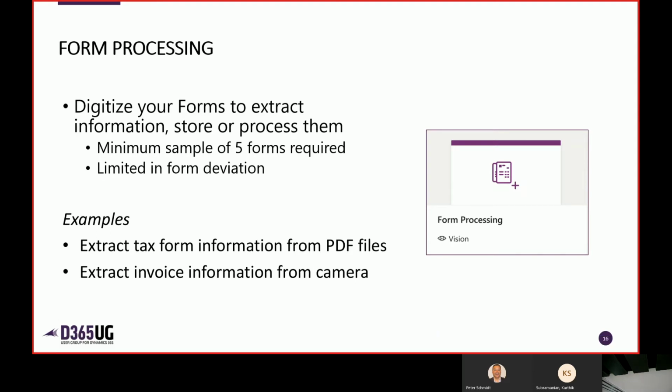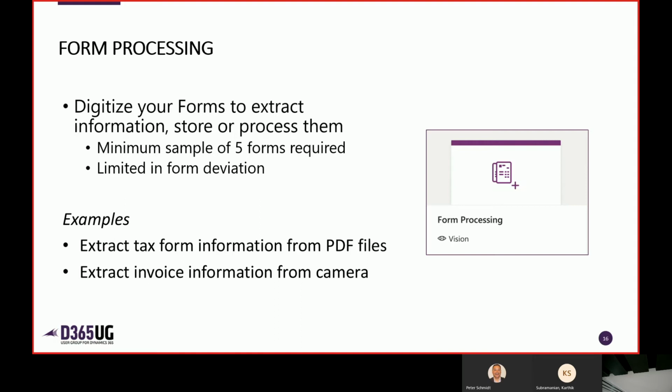Now, the second model is form processing, which is pretty much what Will said about what they use in their scenario for processing invoices. Basically, you just pass in a sample of forms, and it determines what are the possible fields you can capture and map towards. The minimum number of samples is 5.